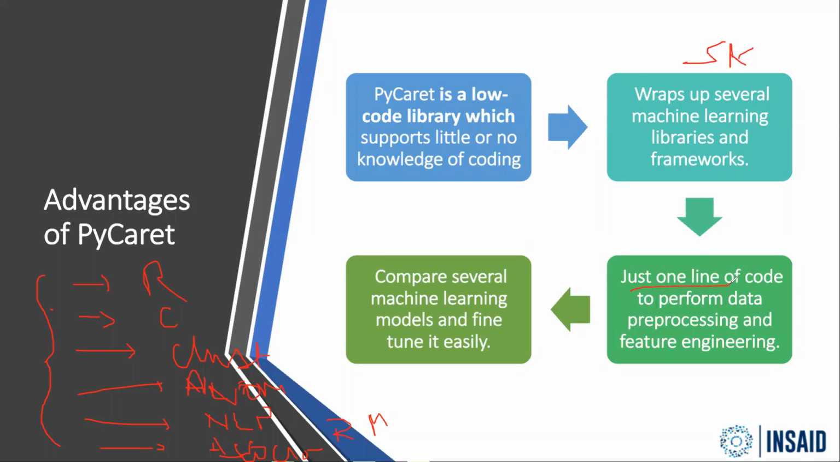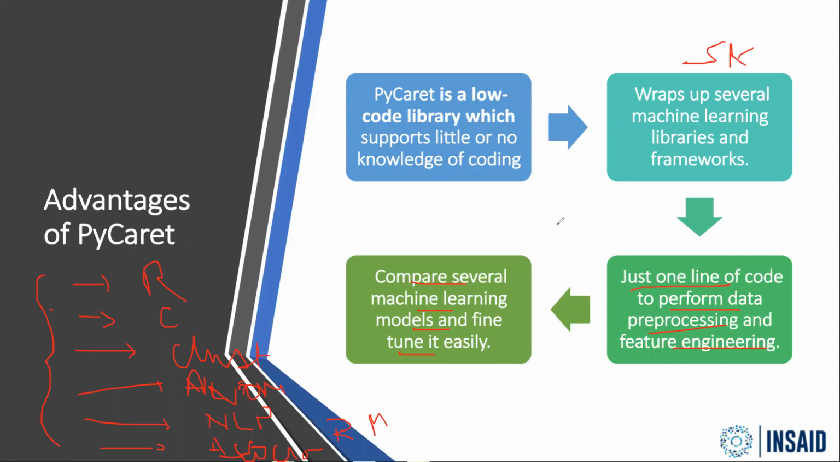You can see that it's just one line of code to perform data processing and feature engineering, as I said, right? Just write one line of code and everything will be taken care of in PyCaret. You can compare several machine learning models and tune them. Basically, if you want to do some hyperparameter tuning, you can do that and simply go ahead with your final model, right?